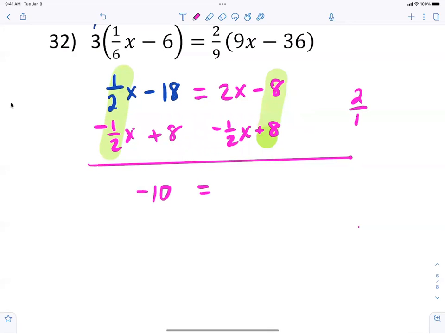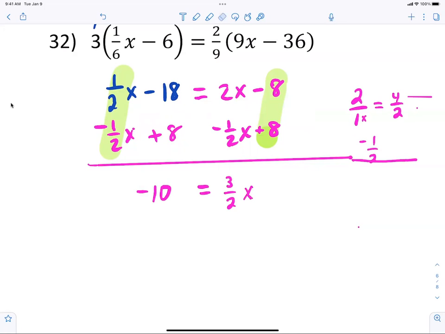Make 2, 2 over 1, right? 2. So what's 2 over 1 minus 1/2? What do I need to do? Well, yeah, so 2 is how many halves? 4. Yes. So 4 halves minus 1/2 is what? 3 halves. That is correct.